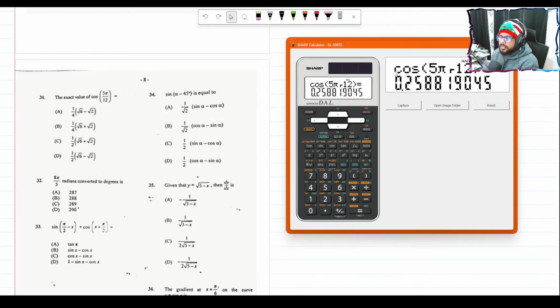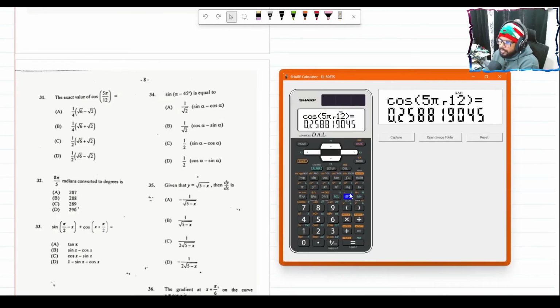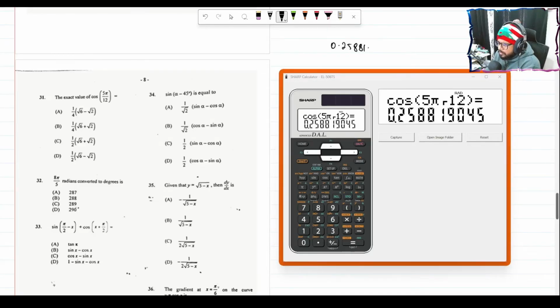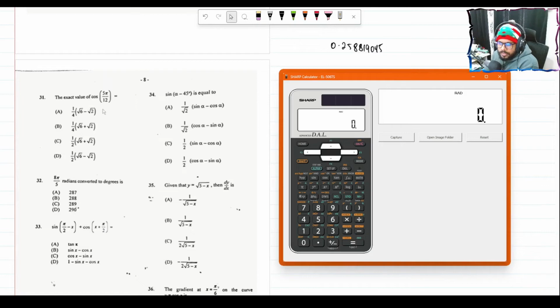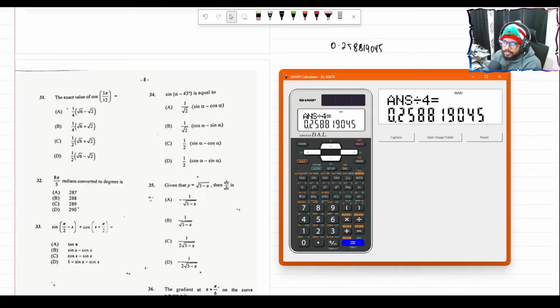For those who know how to use their storage function on the calculator, you could save this. But for those who don't know how to use the storage function, 0.258819045, I'm going to store this in A. I'm going to work out what this is first. A quarter of root 6 take away root 2. So root 6 equals, take away root 2 equals, and divide by 4. Well, I'll be damned. Answer is A.